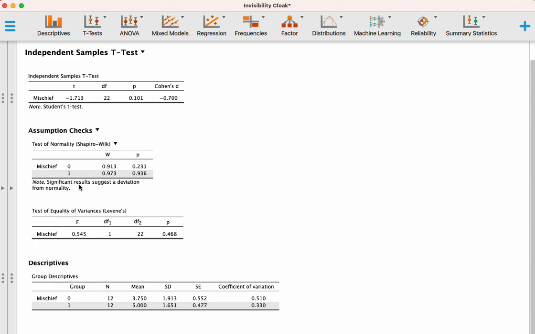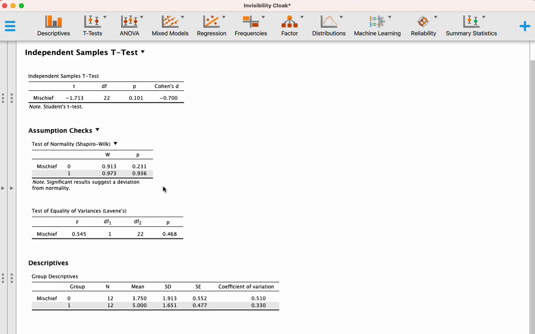Think of it this way. So significant results suggest a deviation from normality. So we do not want a deviation from normality. We want our data to be normally distributed. So we don't want significant results. In this case, p-values are both greater than 0.05. So we did indeed meet the assumption of normality. So that was good. Our homogeneity of variance test was also not significant. Same thing here, we want this to be not significant. So this was also met.